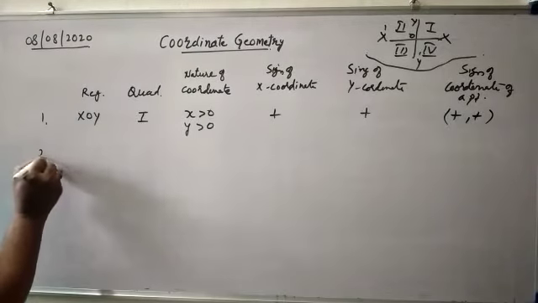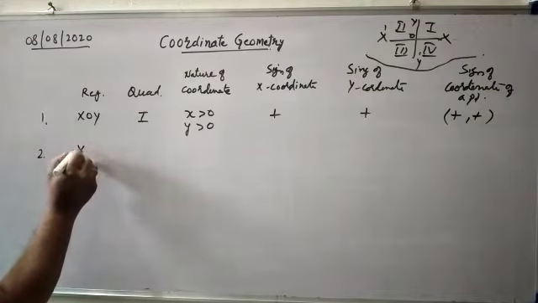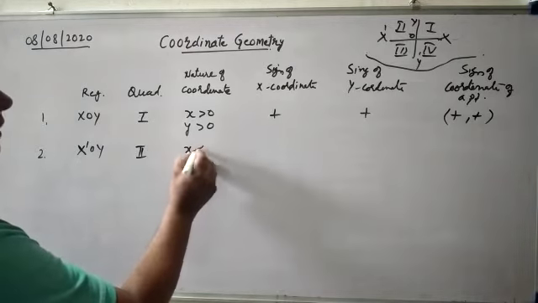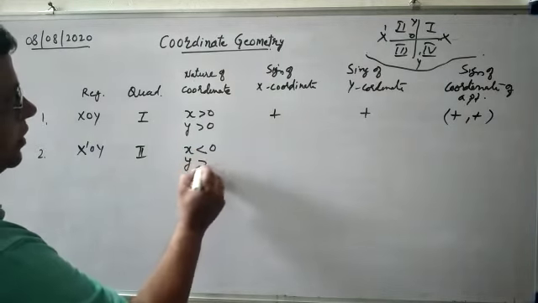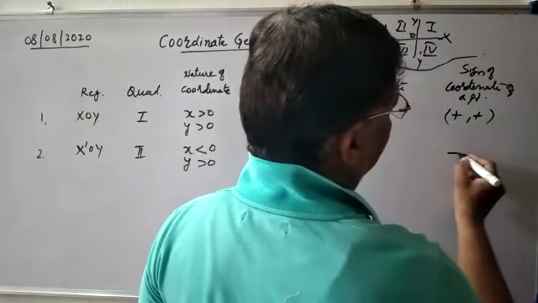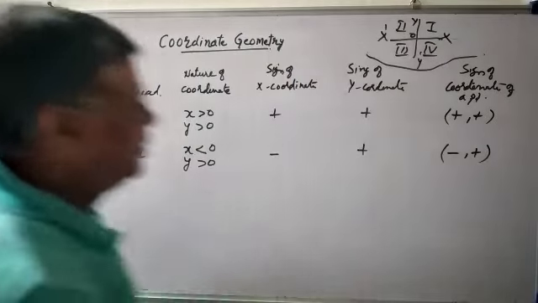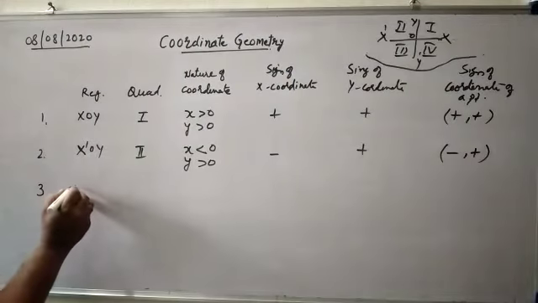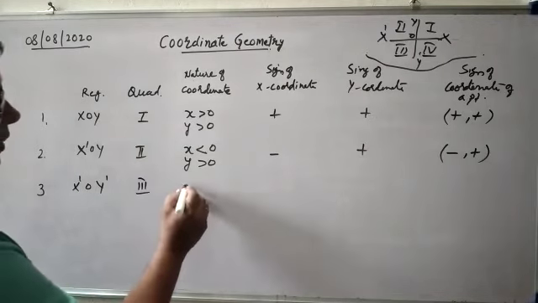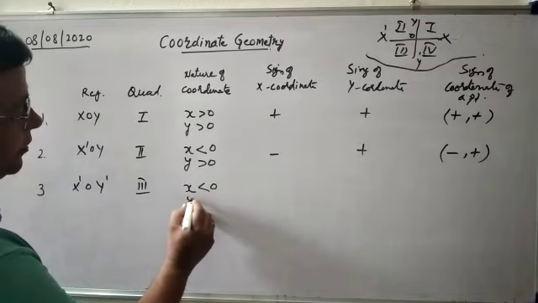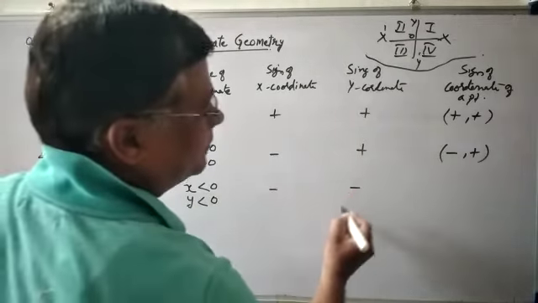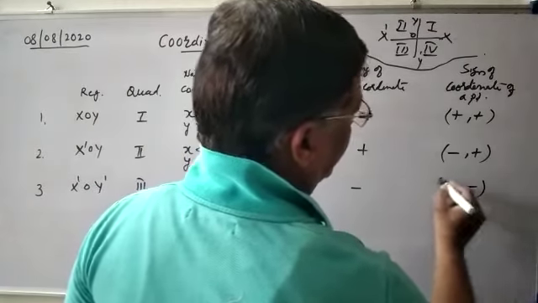The second one is Y for X dash OY, that means in the second quadrant X is negative, less than 0, and Y is more than 0. X is negative, Y is positive. The sign of the coordinate of a point is minus, plus. Then the third one is X dash O Y dash. The third quadrant, here both X is less than 0 and Y also less than 0. Both the coordinates are less than 0, both have negative sign.